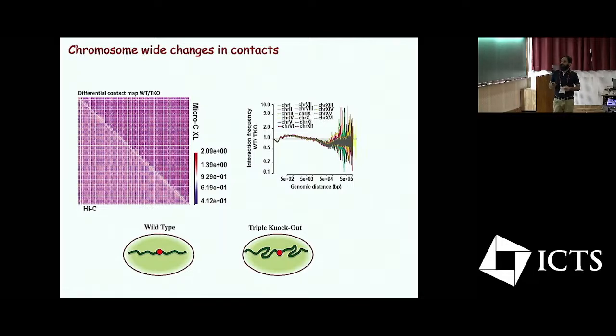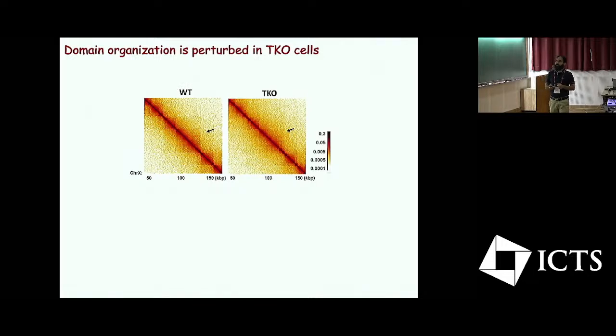Okay, so there's a decrease in the short range contacts in the knockout, and an increase in the long range contacts. So overall, this tells us that there's a change at the level of the chromosome level of organization. Okay, so if we zoom in at a few places across the genome, we see that the chromatin domains sort of become diffused, okay, across the genome.